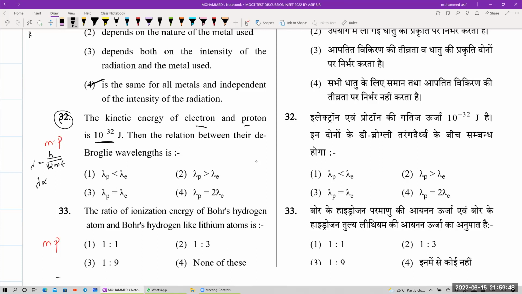क्योंकि lambda is right now inversely proportional to root of your m, isn't it? So mass of your proton will be greater than mass of your electron. So I can say that wavelength of the proton will be lesser than wavelength of your electron. So first option will be the answer.